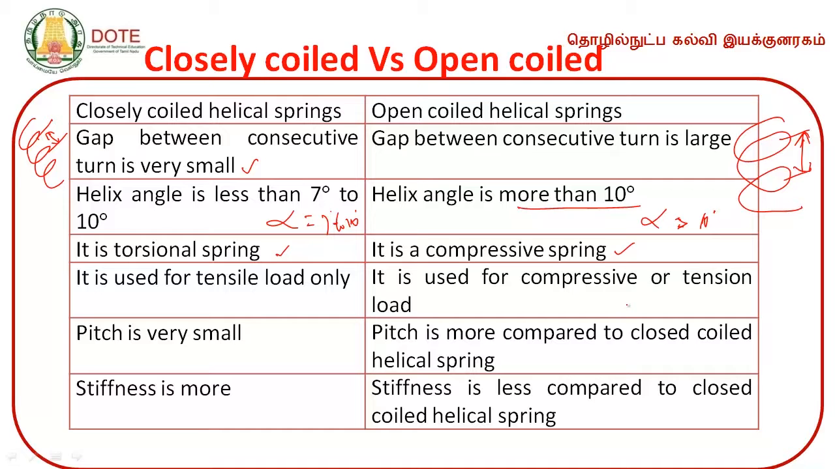In case of closely coiled helical spring, the pitch is very small. In case of open coiled helical spring, the pitch is more when compared with the closely coiled helical spring. In case of closely coiled helical spring, the stiffness is more. In case of an open coiled helical spring, stiffness is less when compared to the closely coiled helical spring. So these are the differences between closely coiled and open coiled helical springs.